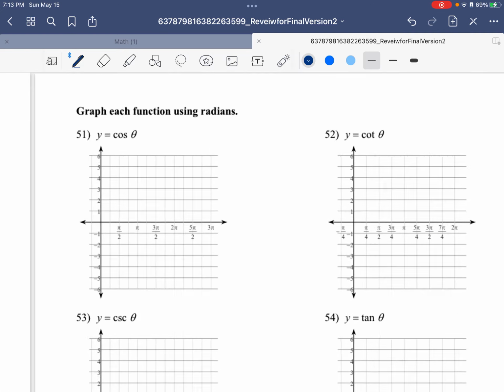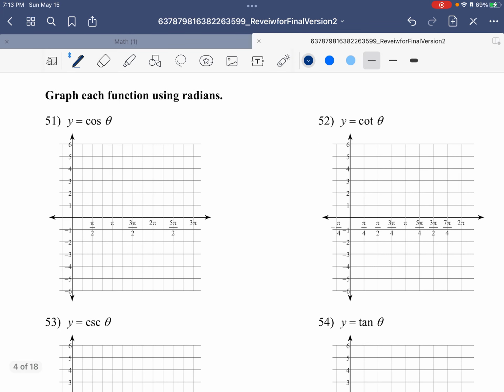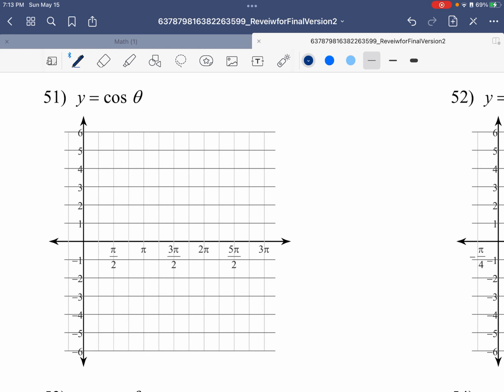Okay, next. So this top section is just the basic shapes of these functions here. First we have cosine theta, and we know that it is the parent function of all cosine transformations. The period is 2 pi, and then we start at the max and we end at the max for the period.